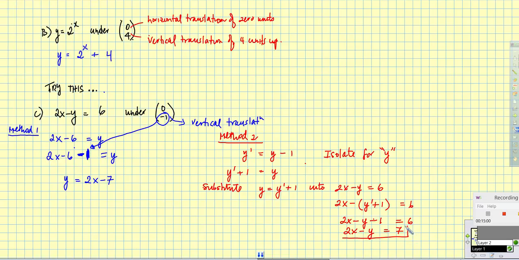That would still be the same as saying 2x minus 7 is equal to y. Okay, so it's identical to the one that we did in method 1. So that would be one way of doing this.